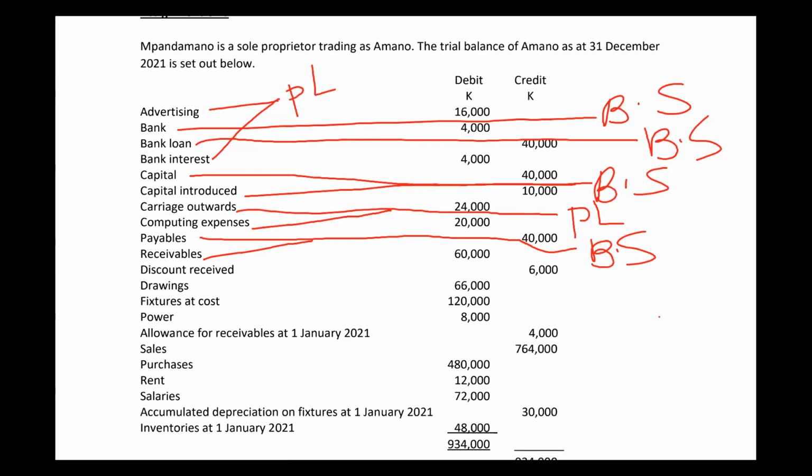Discount received. You can have discount allowed and discount received. You have received some discount. Where does this one go?